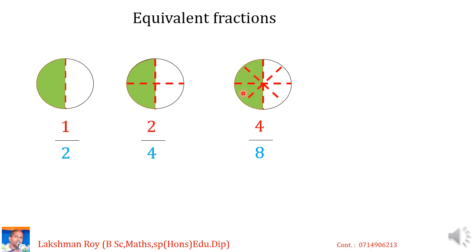But earlier you saw the colored portion of every figure is the same. So that means this half and 2/4 should be equal, and 4/8 should be equal. So these three fractions are equal. Equal fractions are called equivalent fractions. So all these fractions are equal, and those are called equivalent fractions. Understand?